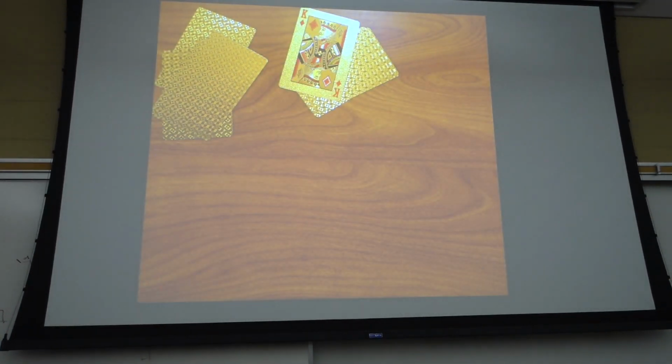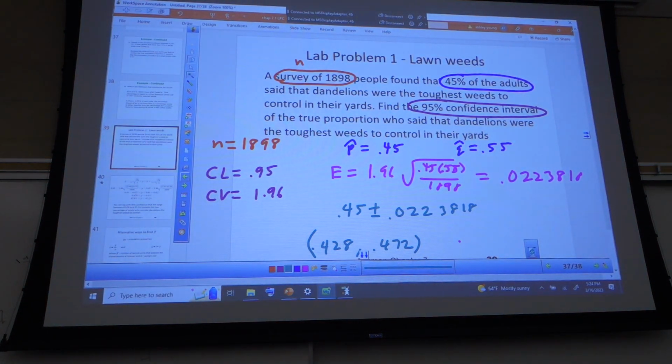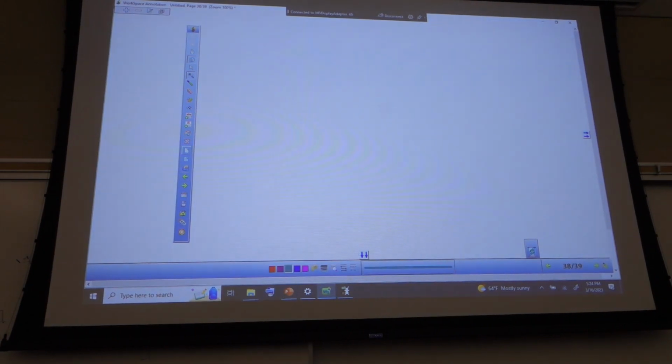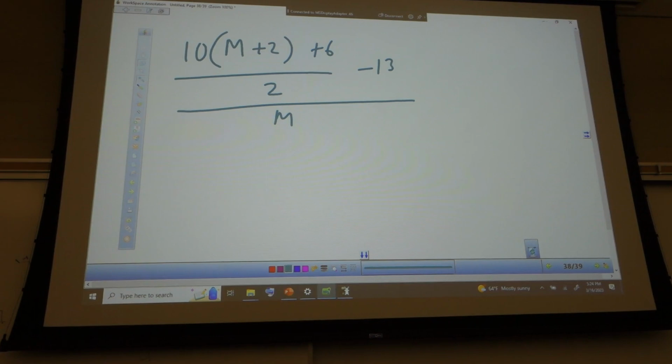Wow. So that's not math at all. I mean, that's not magic at all. It's just math. So what I did was I had you start with your month. And then I had you all add 2. And then multiply the whole thing by 10. And then add 6 to that. Divide the whole thing by 2. Subtract 13. And then divide that whole thing by the month. That's what I had you do, right?